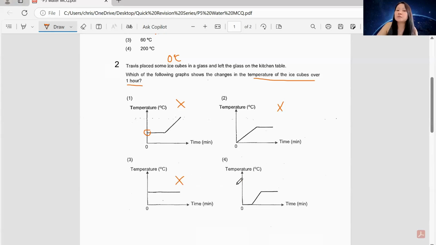Now, let's take a look at option number 4. It starts off with 0 degrees Celsius. Over here, this is where the ice is. Like I mentioned, it takes time for the ice to melt. So after some time, you can see that the temperature increased. At this point it is constant because it will have reached room temperature. So the answer will be number 4. Have you mastered the skill of reading graphs? Okay, now next, let's move on to number 3.